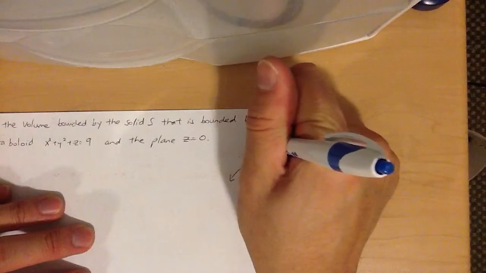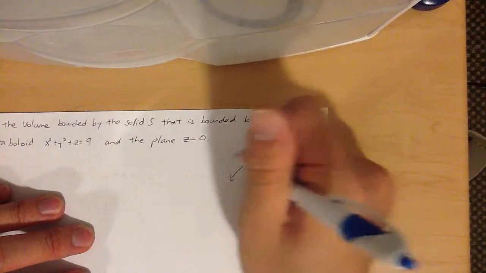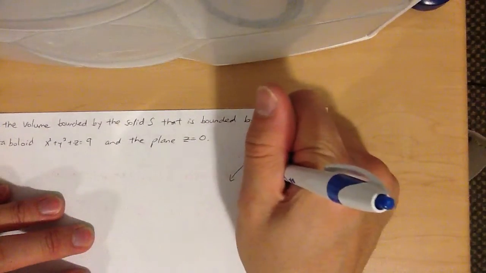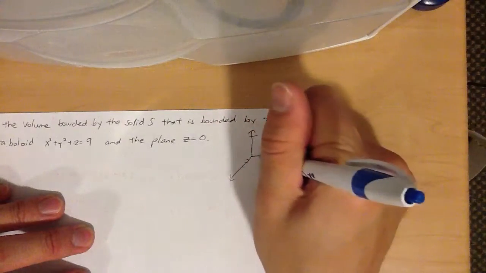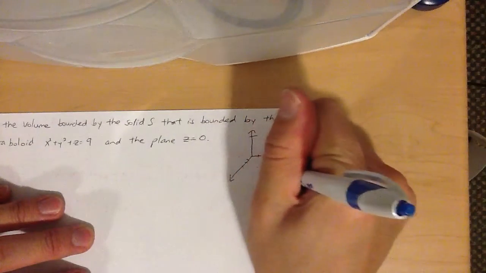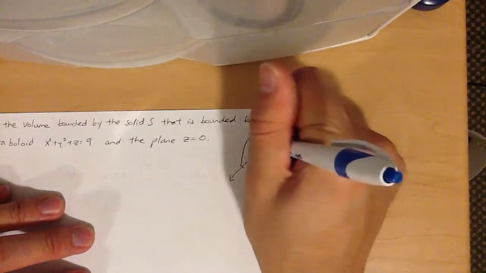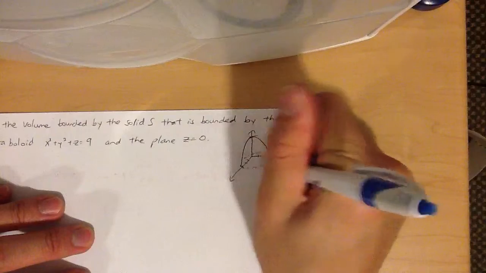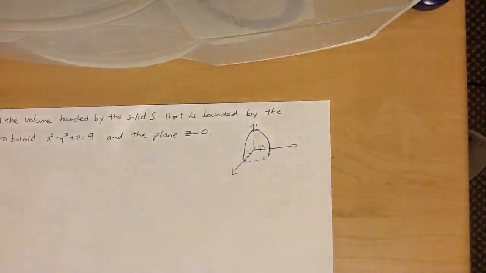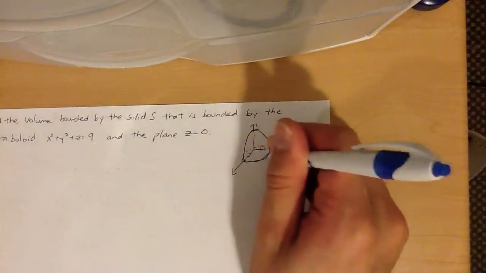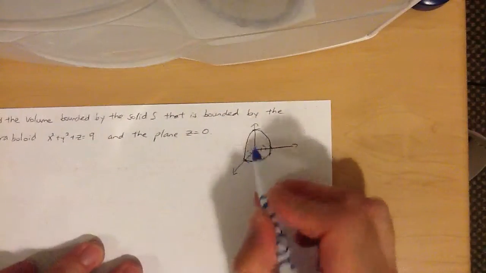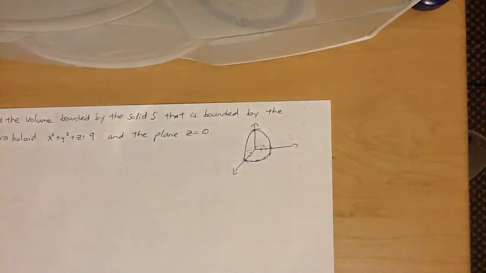So if z equals 9 is up here, and then the projection would be a radius of 3. So something like this, and then this opens downward, so something like that. Very bad drawing, but here's a paraboloid looking thing. So we want just the volume of this thing that's above the z equals 0 plane.